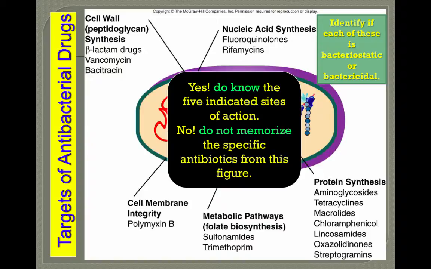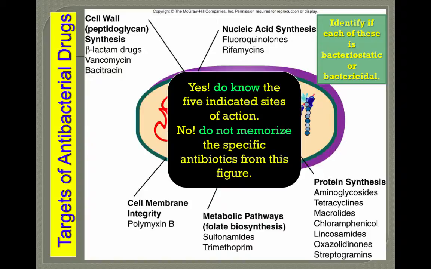So now let's look at nucleic acid synthesis. Things like the rifamycins and the fluoroquinolones impact the production of new DNA and RNA. Bacteriostatic, bactericidal. So what's cidal? Kills them. Think homicidal, and that'll help. That'll help you remember that bactericidal kills any cell. Doesn't matter if it's reproducing or not.